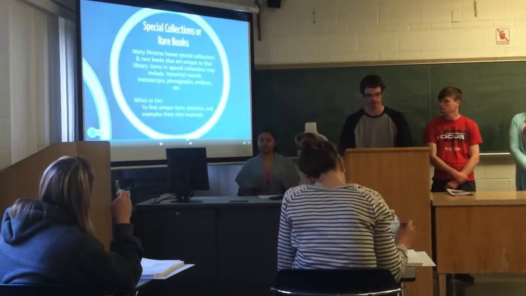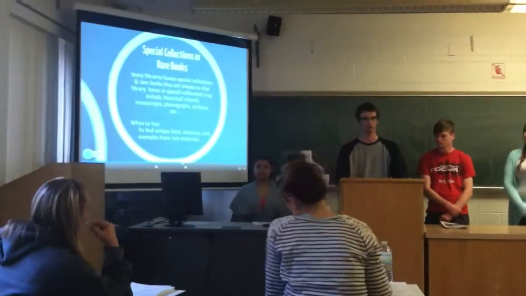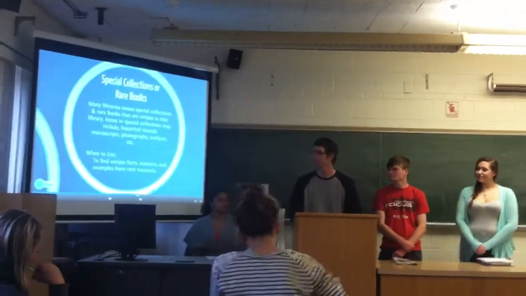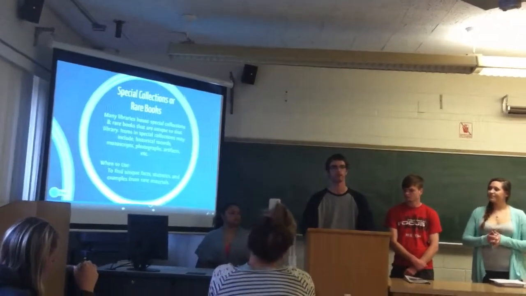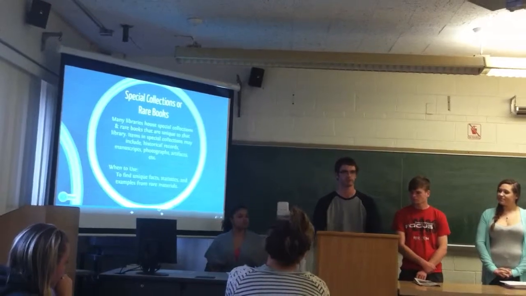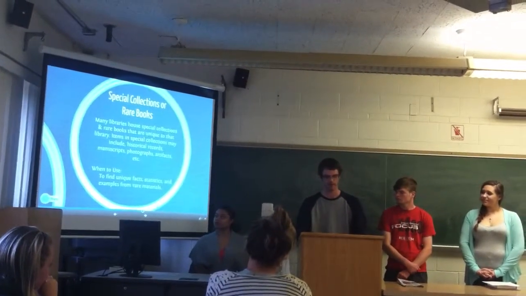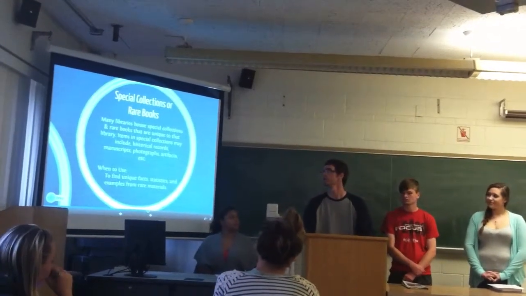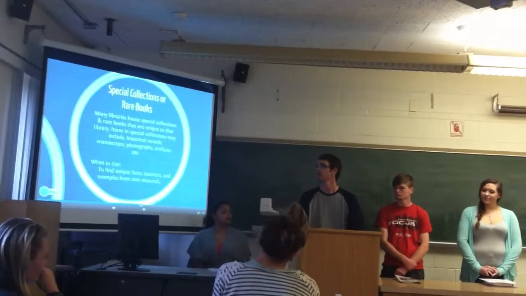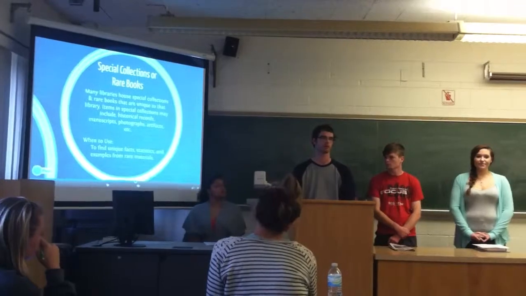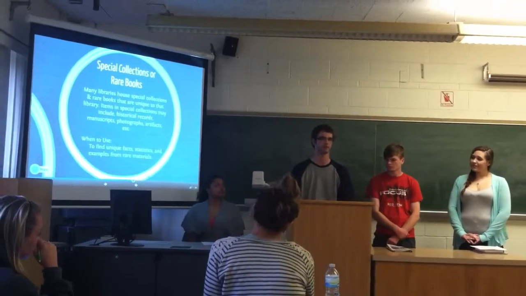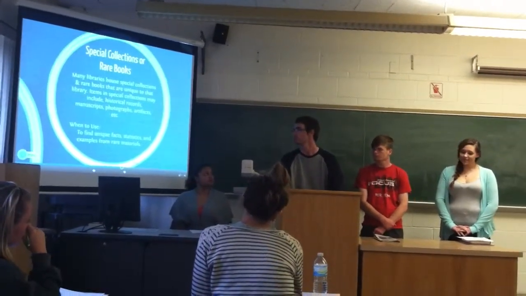Finally, we have special collections or rare books. These are items and materials that are specific to a library or a group of libraries that are more locally centered. They could be historical records, manuscripts, photographs, artifacts, etc. You use these to find specific examples, like if you want to find something specific about South Bend or the Mishawaka area, you could use those.